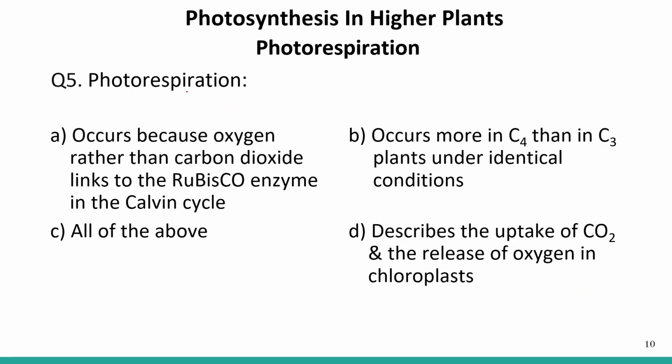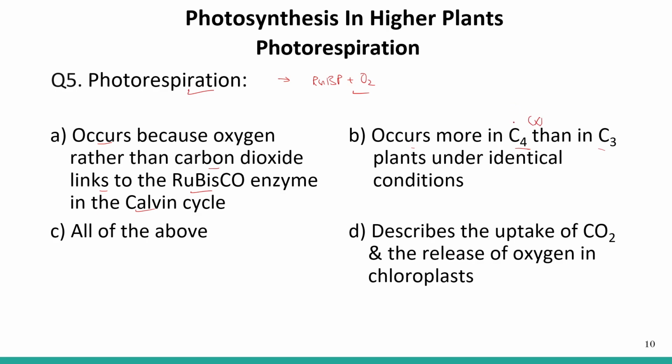The next question is about photorespiration. So, photorespiration, you know, is when rubisco binds to oxygen, or you can say when RuBP combines with oxygen instead of carbon dioxide, then we see the photorespiratory pathway. Now, option A is occurs because oxygen rather than carbon dioxide links to the rubisco enzyme in the Calvin cycle. Option B is occurs more in C4 plants than in C3 plants under identical conditions. So, this is not correct.